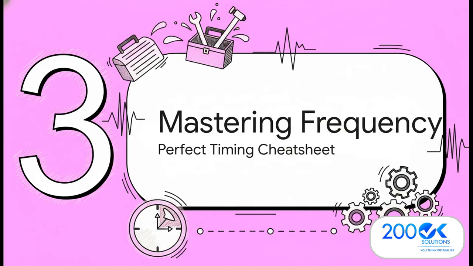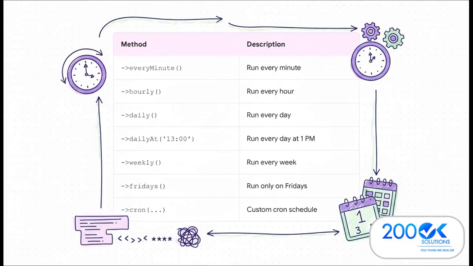Okay, so we've already seen a few of these frequency methods, like dailyAt and weekly. But Laravel gives you this whole toolbox of super expressive options. So let's look at the cheat sheet for getting your timing absolutely perfect. Now, this is one of those slides you're probably going to want to screenshot. Just look at how clear all of this is.